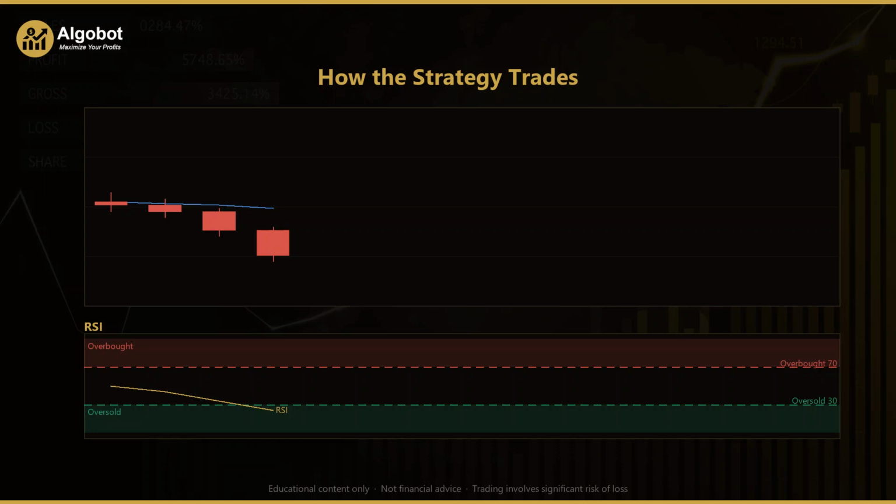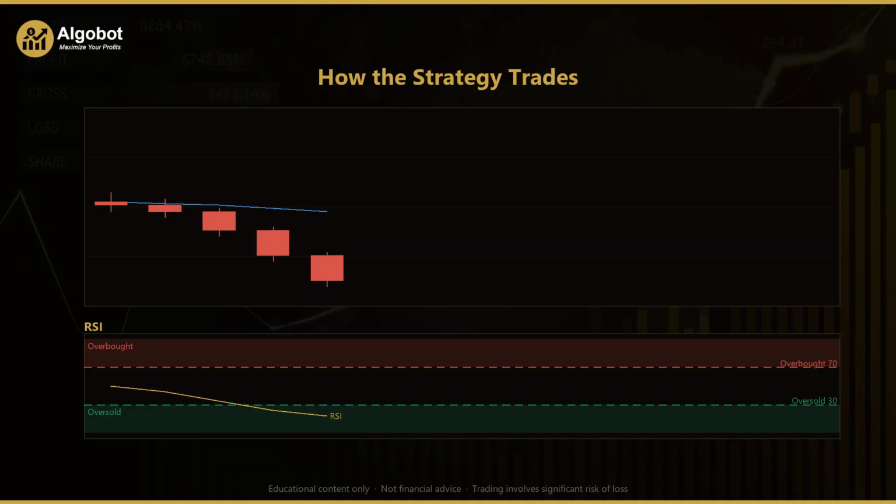Look at the opening candles. Price is hovering close to the mean line, roughly balanced, with the relative strength index sitting near the middle of its range. There's no stretch here, so the strategy simply waits. Nothing about this is extreme enough to act on.